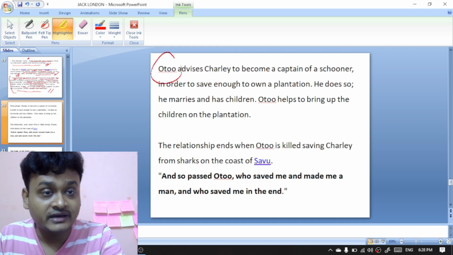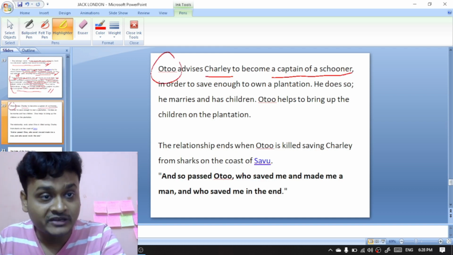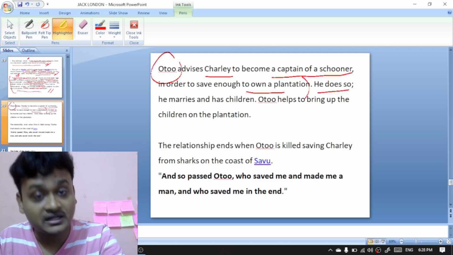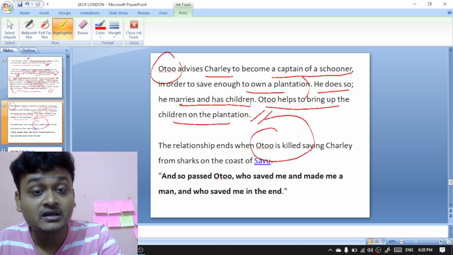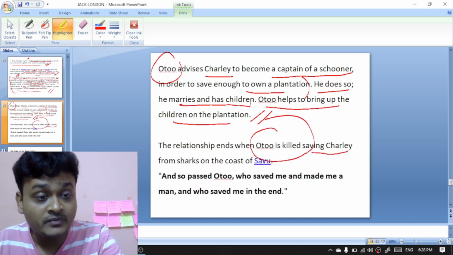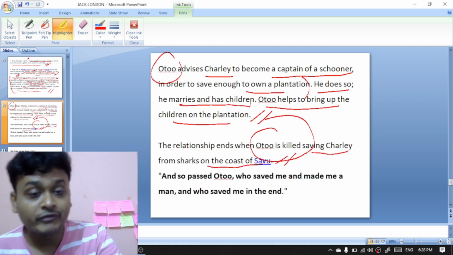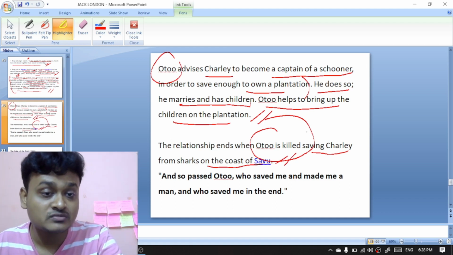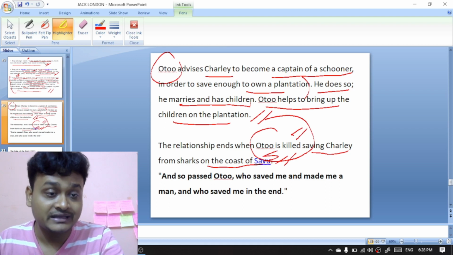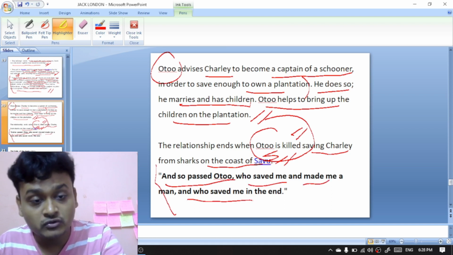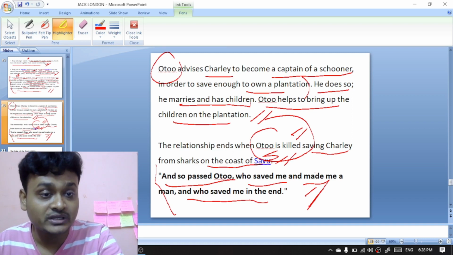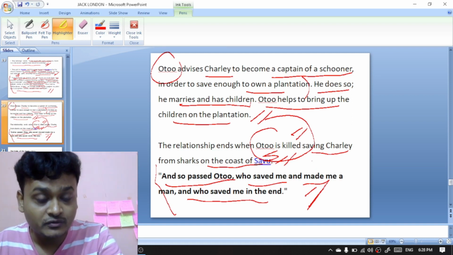Otto advises Charlie to become a captain of a schooner in order to save enough to own a plantation, and he does so. He marries and has children, and Otto helps to bring up the children on the plantation. The relationship ends when Otto is killed while trying to save Charlie from sharks on the coast of Oahu. Otto is killed by the shark. And here the famous line comes: and so passed Otto, who saved me and made me man, and who saved me in the end. This is the end of the story.